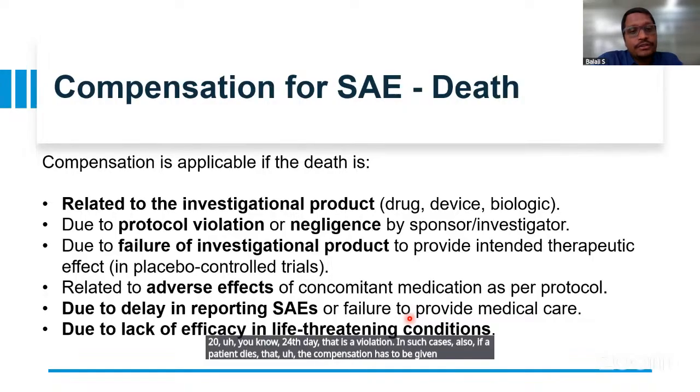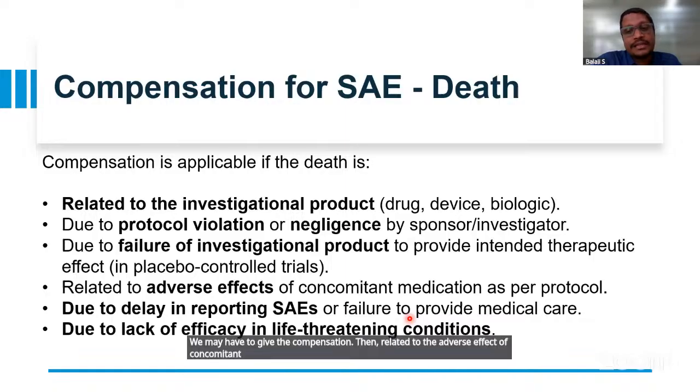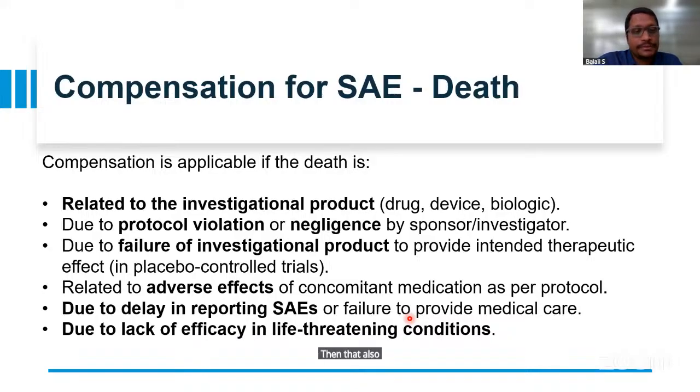Then, due to the failure of the investigational product. If the investigational product did not work for the patient, particularly in placebo-controlled trials where we don't give a drug but the look-alike of a drug, and the patient dies, we may have to give the compensation. Then, related to the adverse effect of concomitant medication as per the protocol. If the patient is receiving any other concomitant medication as per the protocol, and that drug led to an adverse effect and the patient dies because of it, then that also has to be compensated.